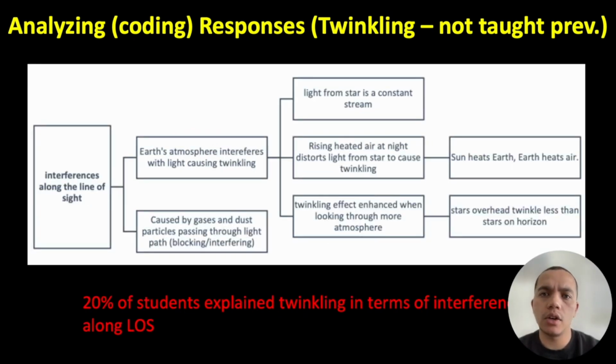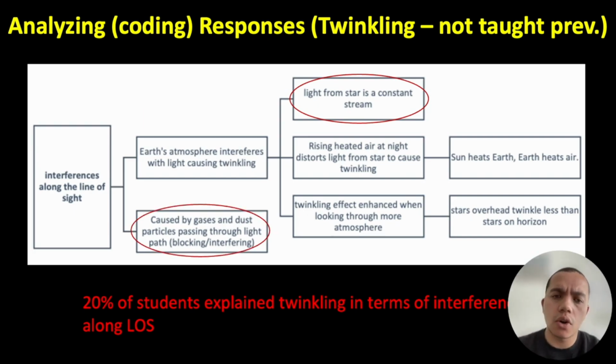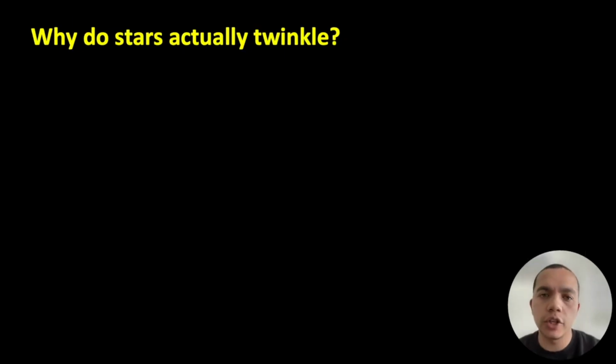Here is another category of idea which emerged in the student explanations on why stars twinkle. So 20% of students explain twinkling in terms of interferences along the line of sight. For example, some students say that light from stars is a constant stream, and that there's gas and dust that passes between the star and us, thereby blocking the light and interfering with the light, which in turn we perceive as twinkling. So why do stars actually twinkle?